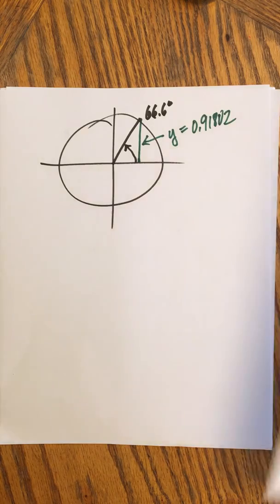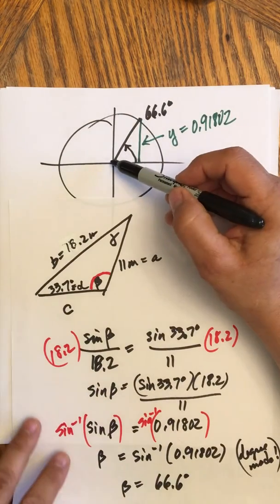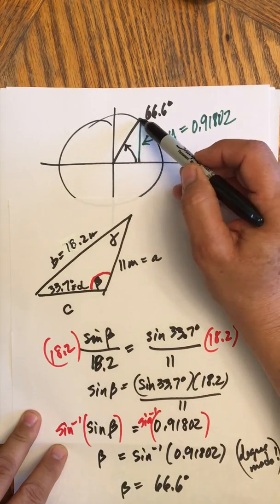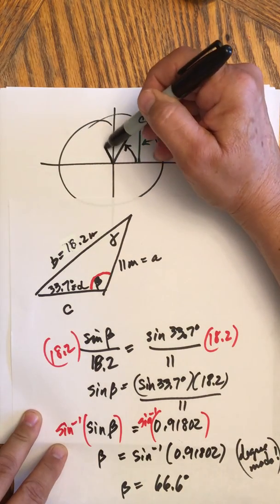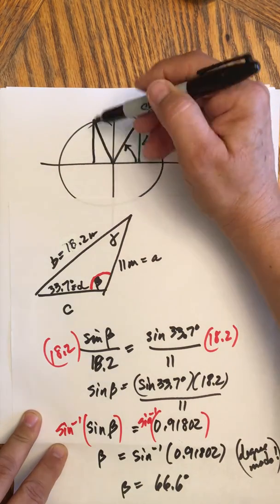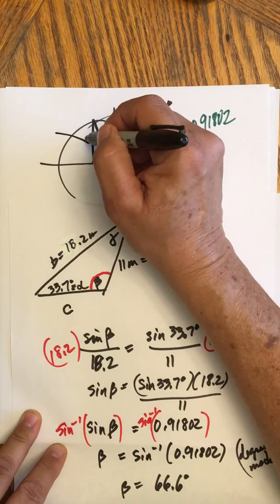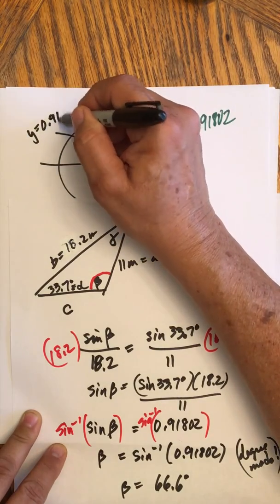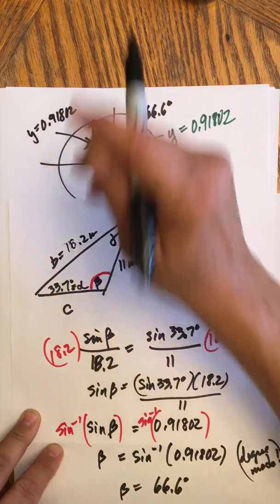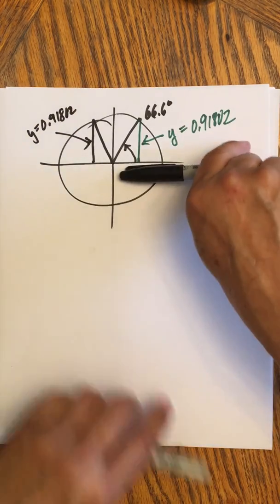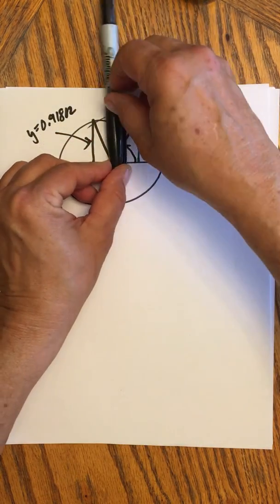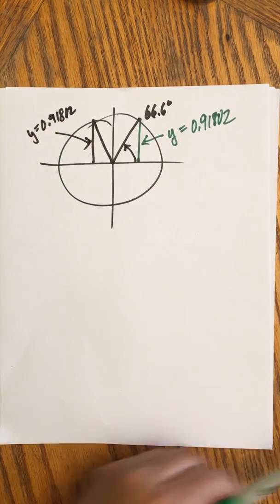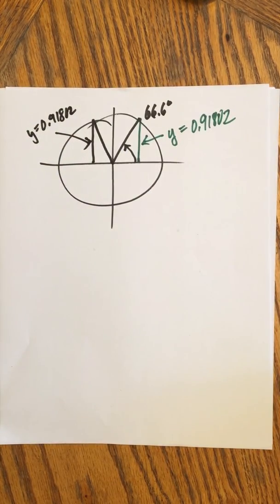But what you're really looking for now is the other angle, somewhere. So you reflect this over here, and you'd get a triangle like this, where this y coordinate is also 0.91802, right? And you're looking for what this angle right here is. That's what you're looking for. All right, so what do I do?